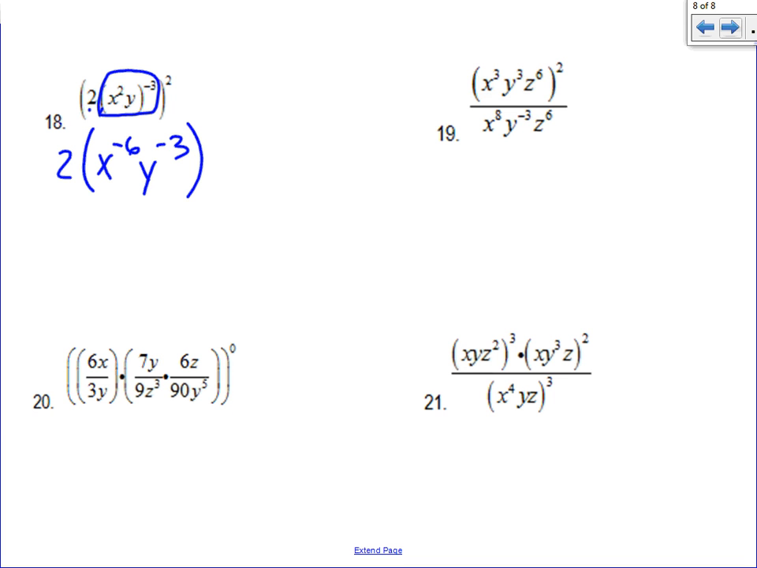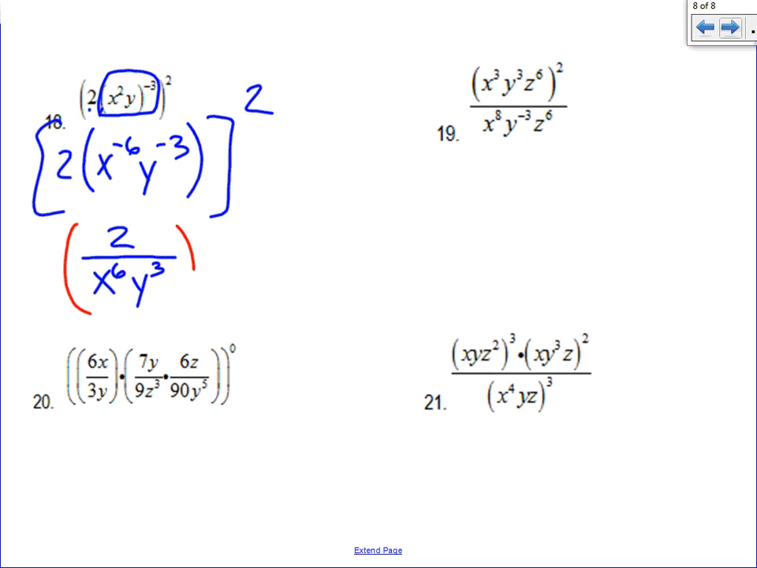I'm going to take 2 times that, and then I'm going to square it all. Now, 2 times x to the negative 6th, y to the negative 3 is the same thing as 2 over x to the positive 6th, y to the positive 3. Those negative exponents, throw them into the denominator. The last thing I have to do here is square, so I get 4 over x to the 12th, y to the 6th.